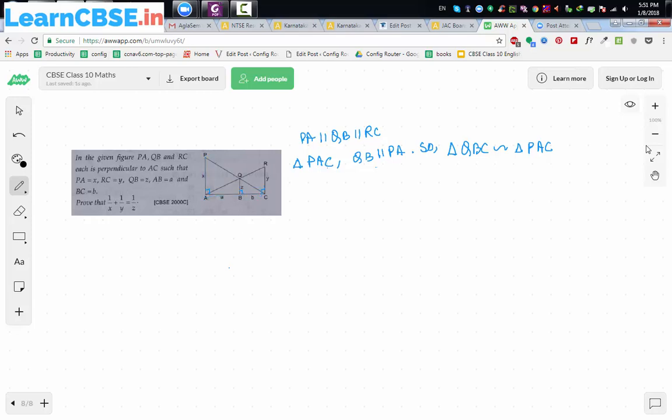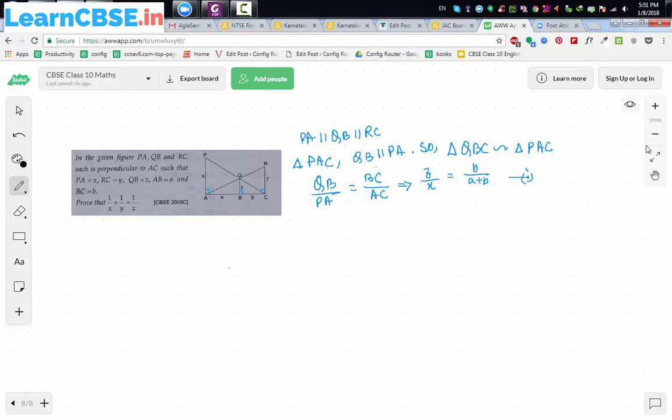Now, if they are similar, we can say that QB by PA equals BC by AC. QB by PA equals BC by AC. That means, what is the length of QB? Z by PA, which is X, equals B by A plus B. That's the first thing we can say.